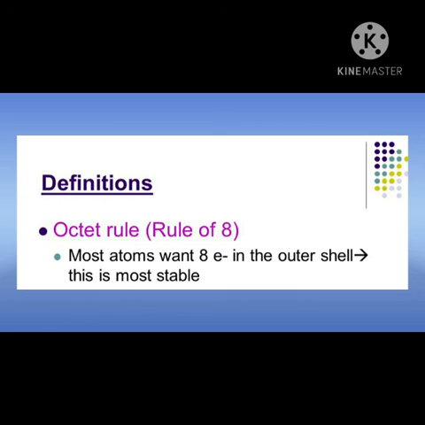Every element tries to get 8 electrons in the outermost shell. This is known as the octet rule.